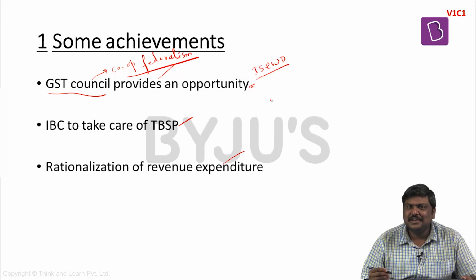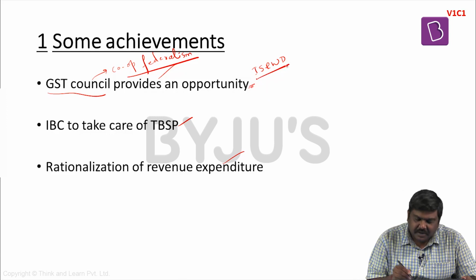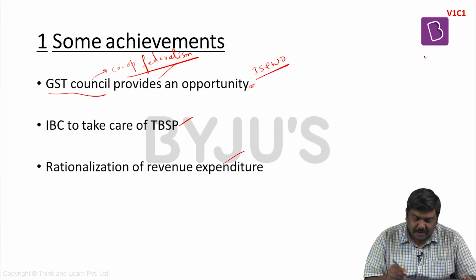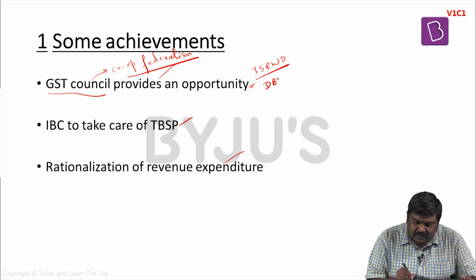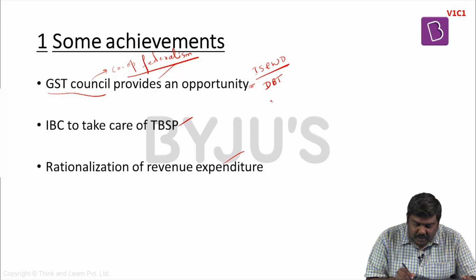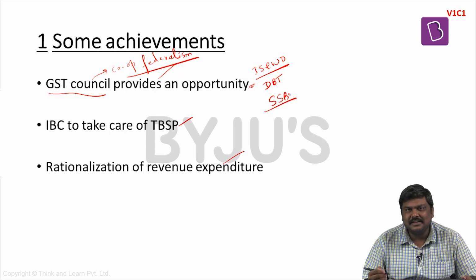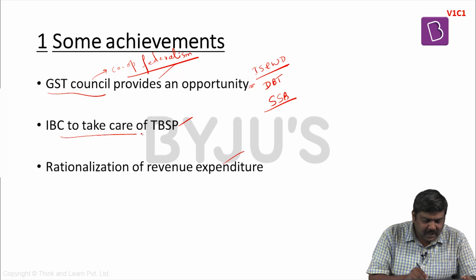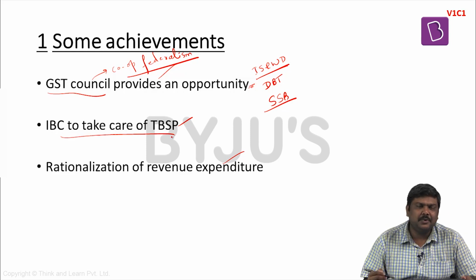This model of a GST Council can be utilized to resolve some issues such as interstate river water disputes, implementation of direct benefit transfer across all the states in India, and providing portability of social security benefits across state lines. Second, setting up of the insolvency and bankruptcy code.